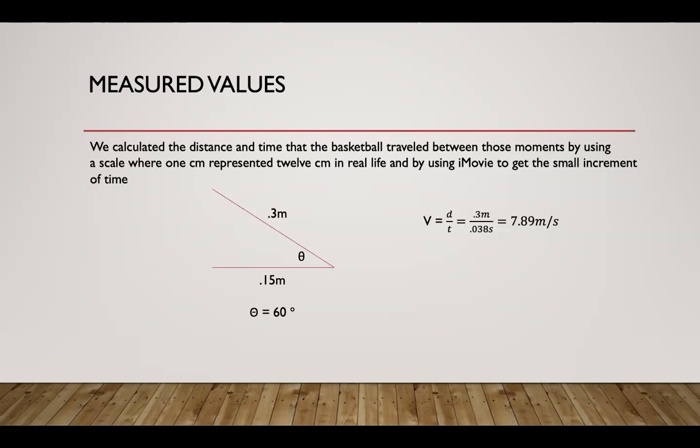And the time that we got using iMovie was 0.038 seconds. So doing the distance, which is 0.3 meters, over the time, which is 0.038 seconds, you get 7.89 meters per second as the velocity. And in this case, it will be the initial velocity because that's when we're releasing the ball. And the angle we found was surprisingly larger than what we expected it to be, at 60 degrees.